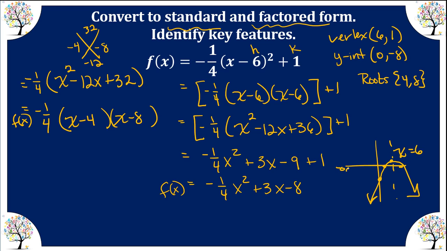So from -infinity to 6, the graph increases, and then from 6 to +infinity, the graph decreases. Our range is going to be -infinity up until our y value of 1, and it is included. For end behavior, both of them approach -infinity. Our domain is all real numbers, and I hope this helps.